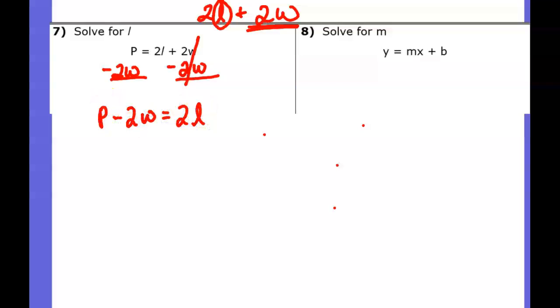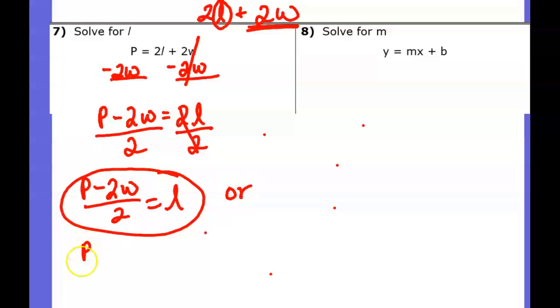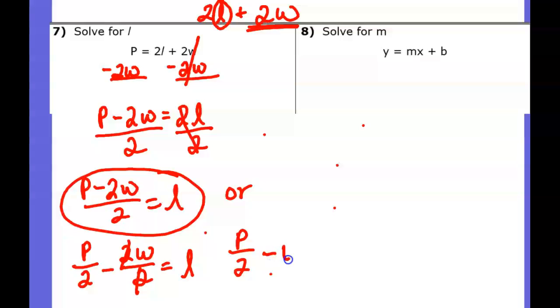Now to get L by itself, all we have to do is divide both sides by 2. So P minus 2W divided by 2 is equal to L. That can be your answer, or if you want to take it a little bit further, we can split it apart and take each term: P divided by 2 minus 2W divided by 2 equals L. Then I realize I can simplify that even further, because P divided by 2 stays the same, but 2 divided by 2 is 1, so these cancel out. So P divided by 2 minus W equals L. It's a little more advanced way of showing the same answer.